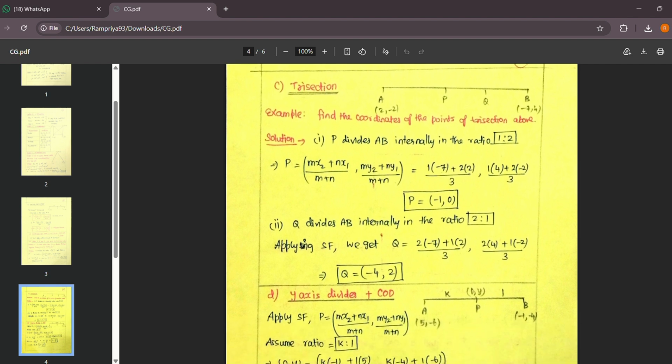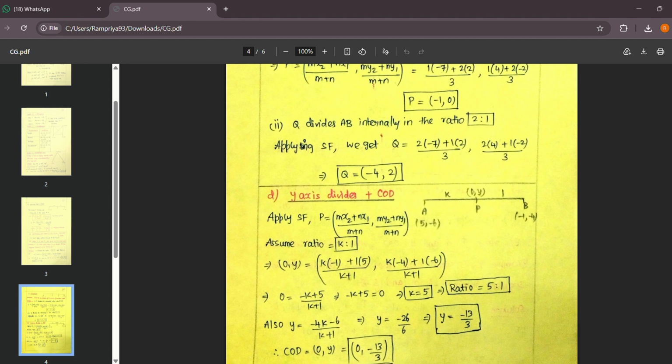Next model is y-axis division. Very important thing. So y-axis division plus COD. COD means coordinates of division. As we saw in the introductory page, the y-axis is represented by this formula 0, y. So it's very simple now. You just have to apply the section formula and equate the x coordinate to 0. Because if you equate the x coordinate to 0, you will be getting the value of k easily. From that you can arrive at the ratio. Then substitute the k value here to find out the other coordinate. So you get the answer straight away.